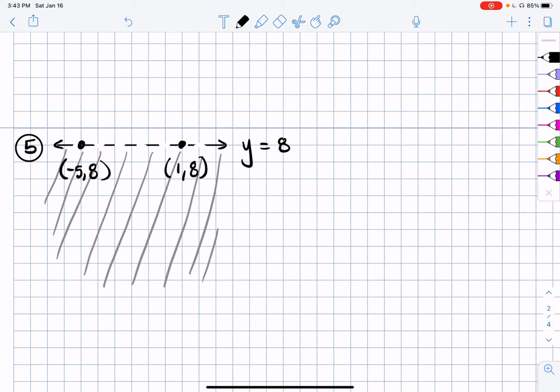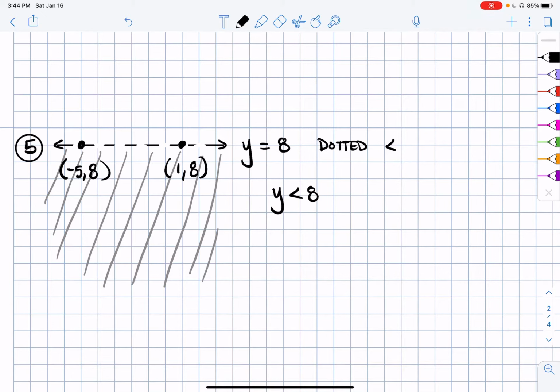It's a dotted line, so it's either going to be less than or greater than. But since the shading is down below, that means all the values under 8 are going to be less than 8. So that means it's going to have to be less than. So therefore my equation is y is less than 8.